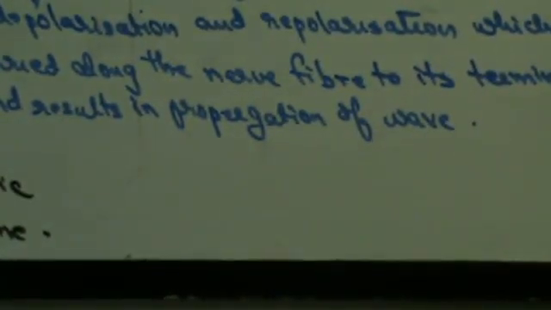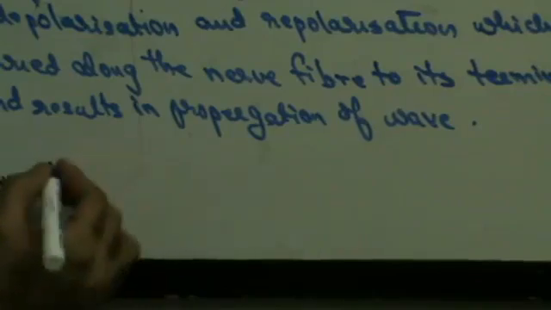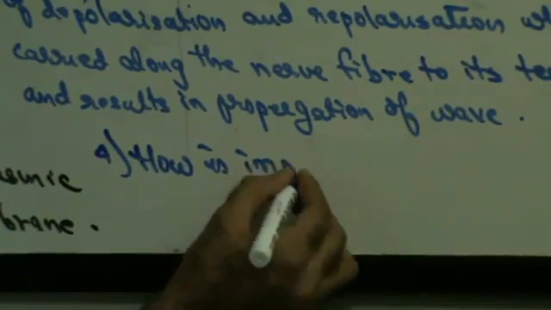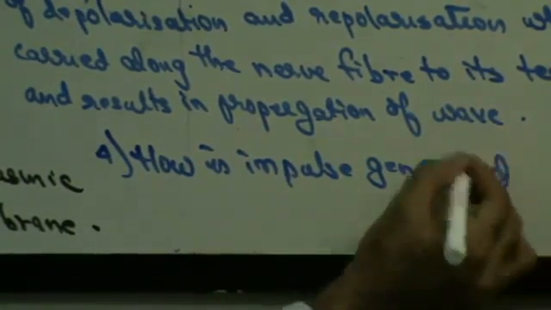Right? Now, why do we have an impulse? Because excitability and conductivity is the characteristic property of the nerve fiber. Right? If the nerve fiber is like a cylinder and it is selectively permeable, how is an impulse generated? How do I generate an impulse?